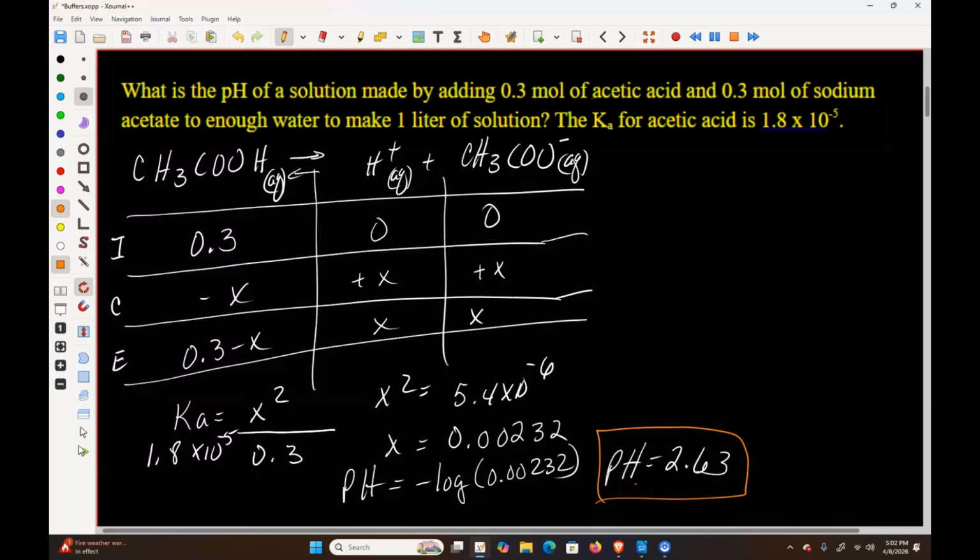Okay, now let's do it with the sodium acetate. Okay, so I'm going to make a few changes. I'm going to change this number, change this column here. So I have 0.3 moles. Again, this will be plus x. This will be 0.3 plus x. Again, I'm going to ignore the plus or minus x's because there's so many powers of 10, like 4 powers of 10 difference. So that's insignificant.